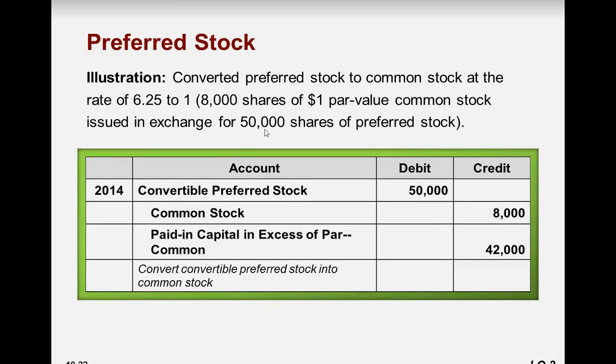So you would take the 50,000. This 8,000 is the 50,000 divided by 6.25. That's how you get the 8,000. And again, the difference is your paid-in capital in excess of par for your common stock.